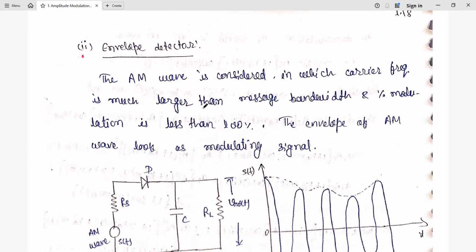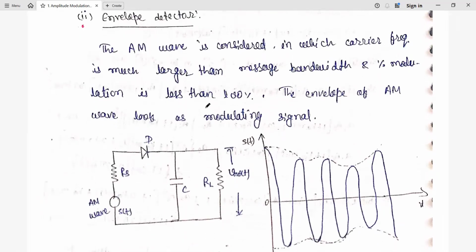Second, the very important and popular one, is the envelope detector. A question will come: explain the detection of the AM wave by using a square law demodulator or by using the envelope detector. These are separate questions. So here you have demodulation, or detection of the AM wave, by using envelope detectors. Already we have seen in the generation lecture how the envelope is formed. Here we are going to detect that envelope.